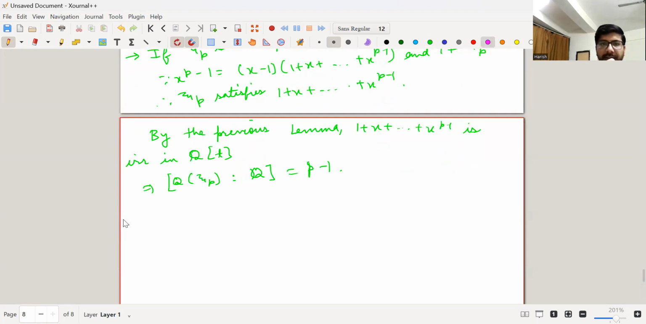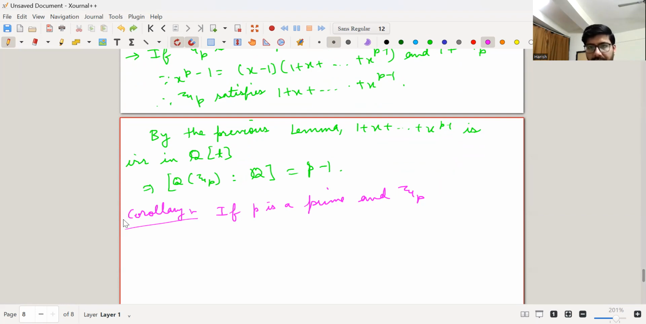As another corollary, we get that if p is a prime and zeta p is constructible, then p minus 1 has to be some power of 2.